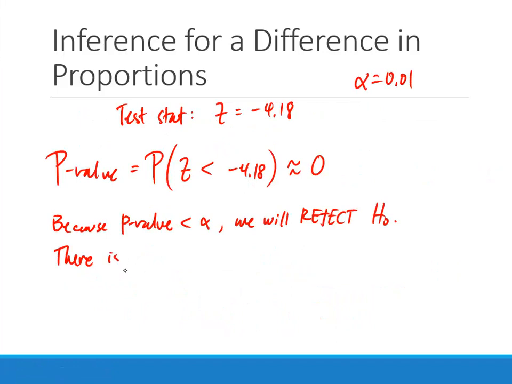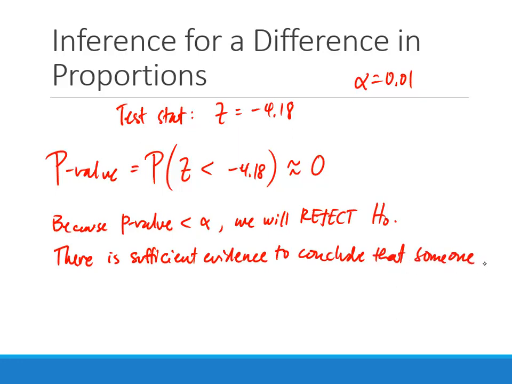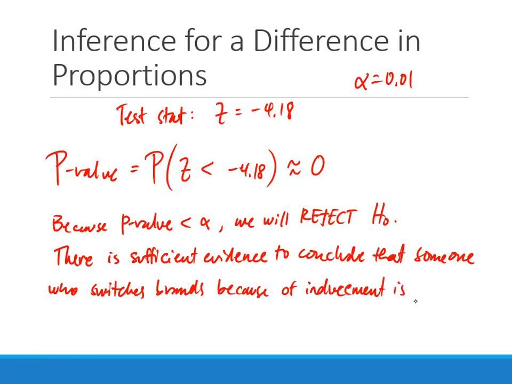So let's write this down. There is sufficient evidence to conclude that someone who switches brands because of inducement is less likely to remain loyal than someone who switches without.